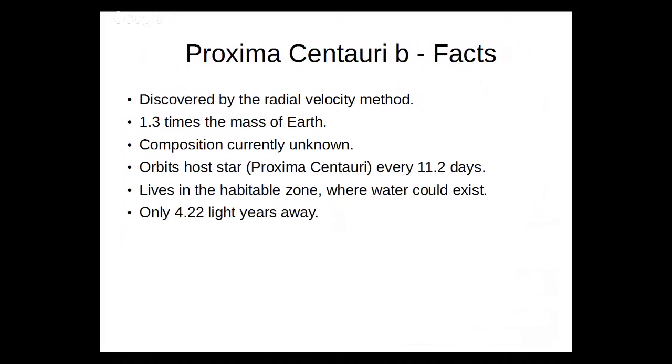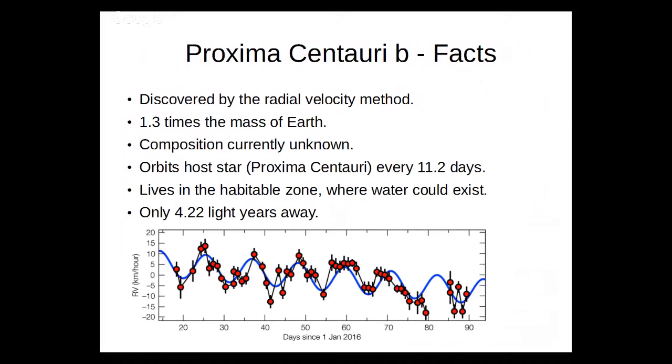It's only 4.22 light years away. And this is one of the reasons people kind of went crazy over this. It's very close by. That's not far at all. 4 years away if you could travel the speed of light. And this is the actual diagram that they used for the radial velocity method. This is the actual data that determined that this exoplanet was here. So there you go, and it's moving towards us, I think we said earlier.